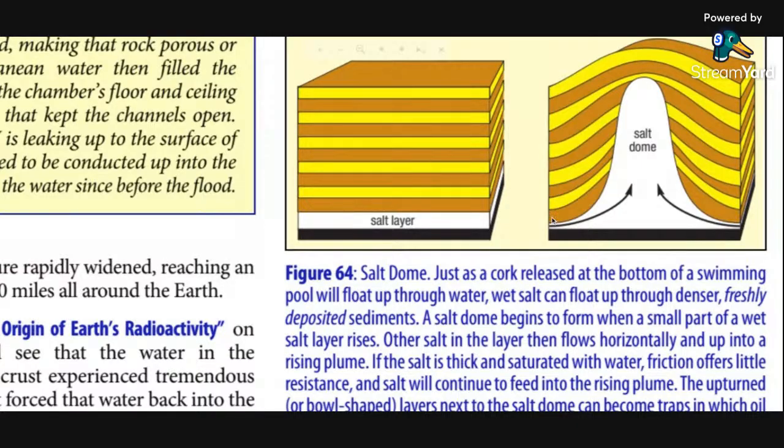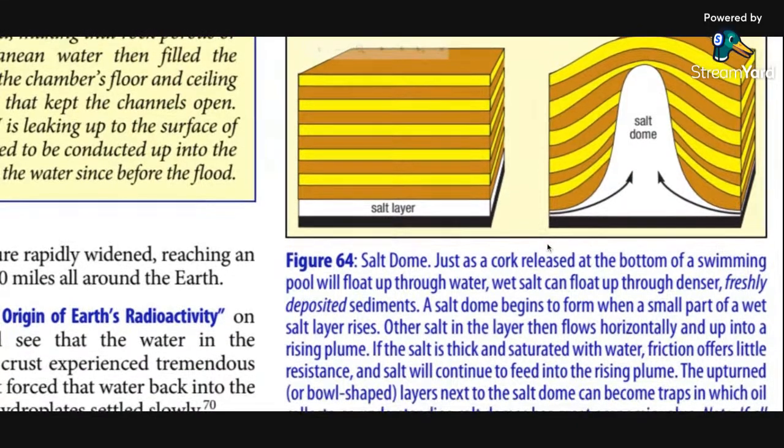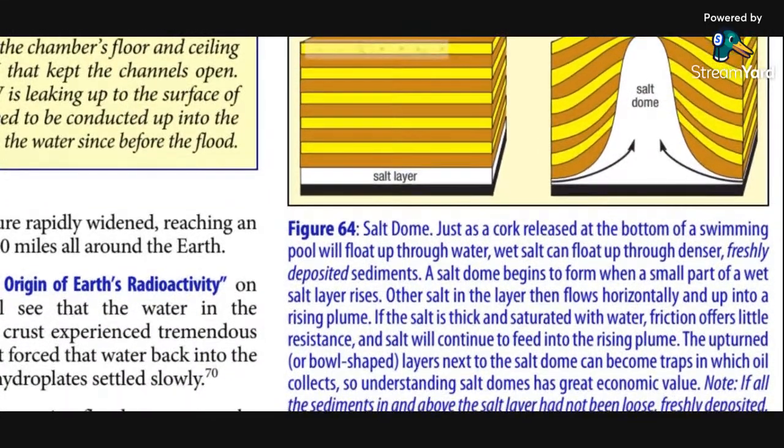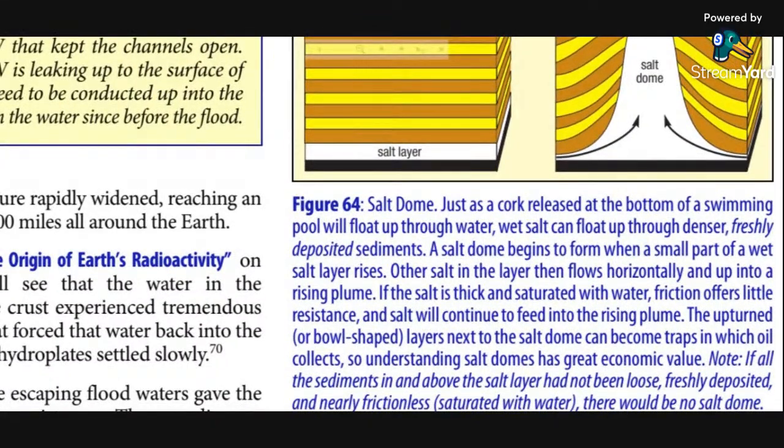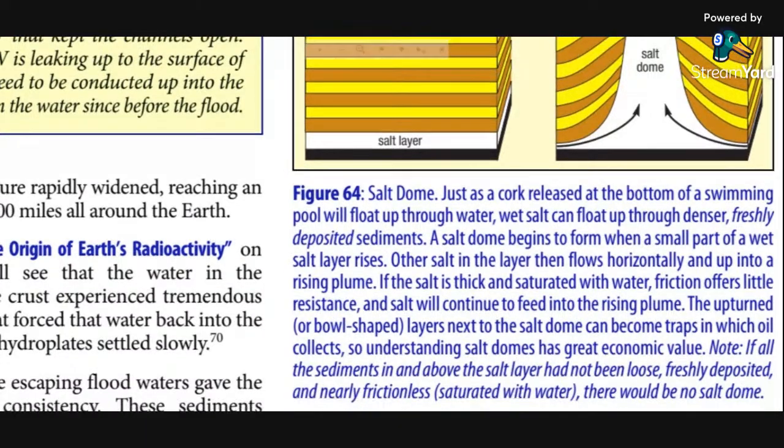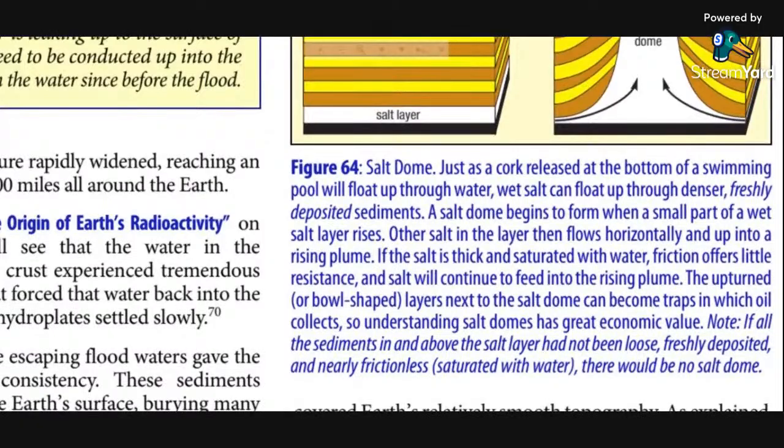A salt dome begins to form when a small part of a wet salt layer rises. Other salt in the layer then flows horizontally and up into a rising plume. If the salt is thick and saturated with water, friction offers little resistance and the salt will continue to feed into its rising plume.